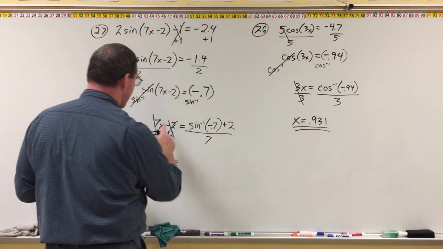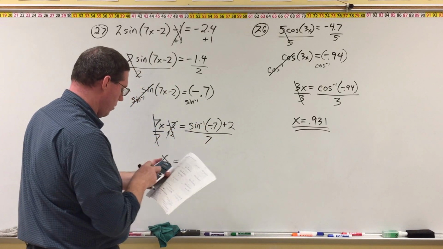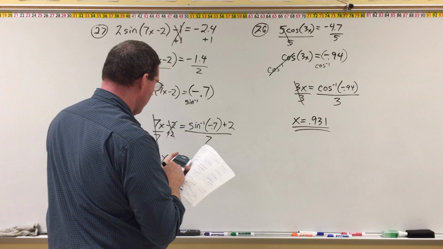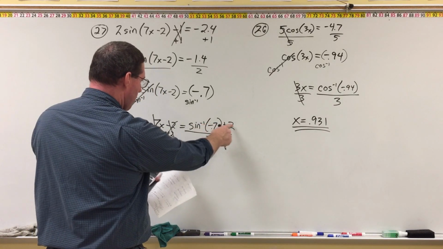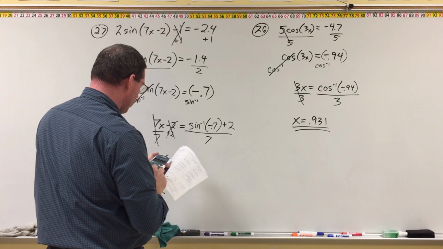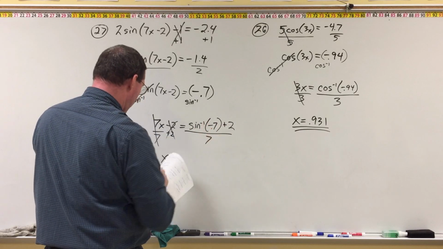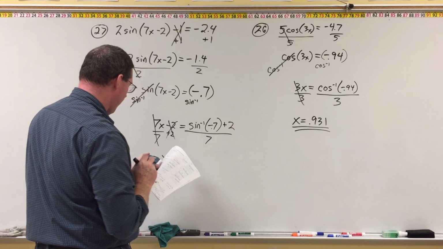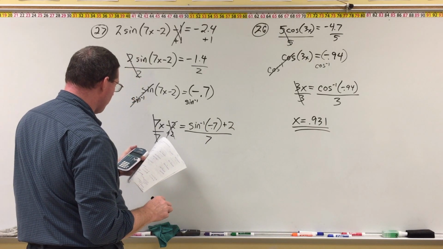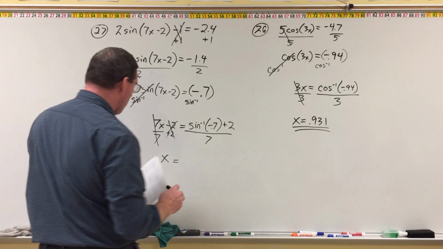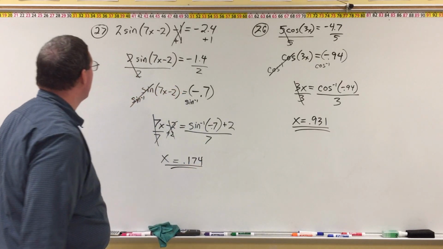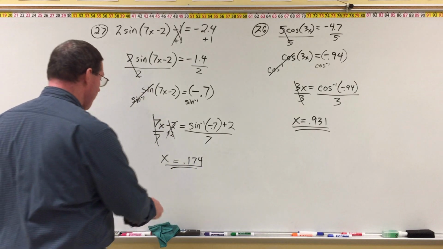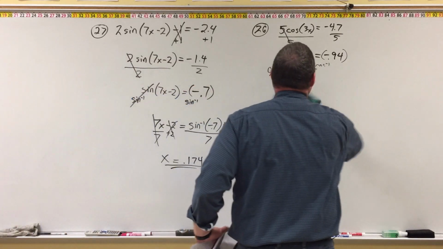And now x is going to be equal to sine inverse. So I'll hit second sine, so sine inverse of negative 0.7, close parenthesis, plus 2, enter. Divide by 7, and that gives me 0.174. That is the answer to question number 27. Okay. All right, now let's try question number 28.